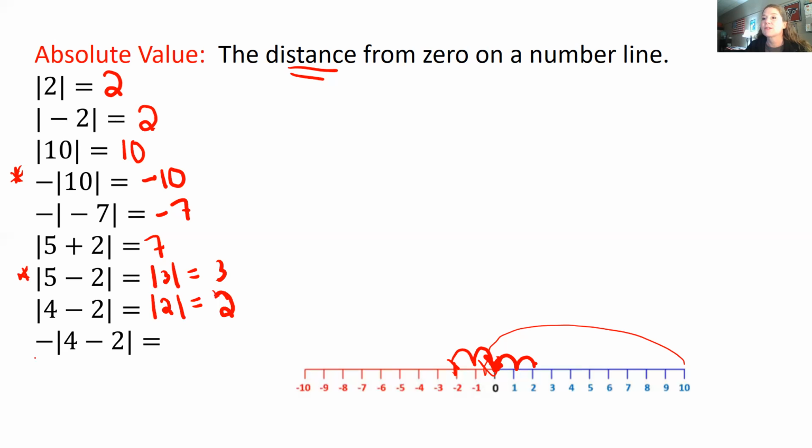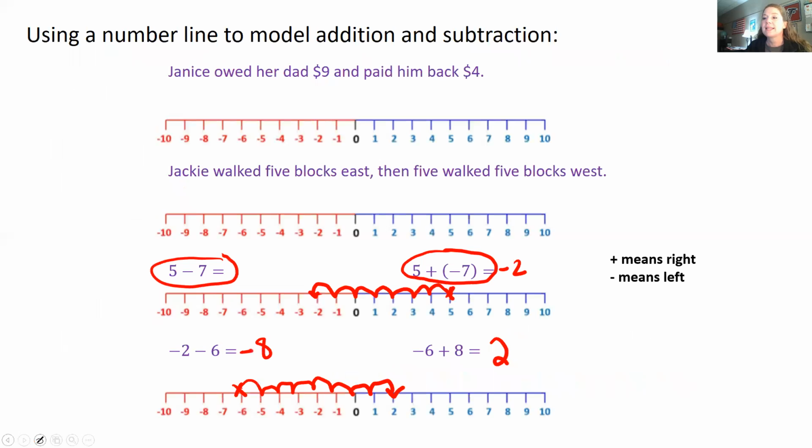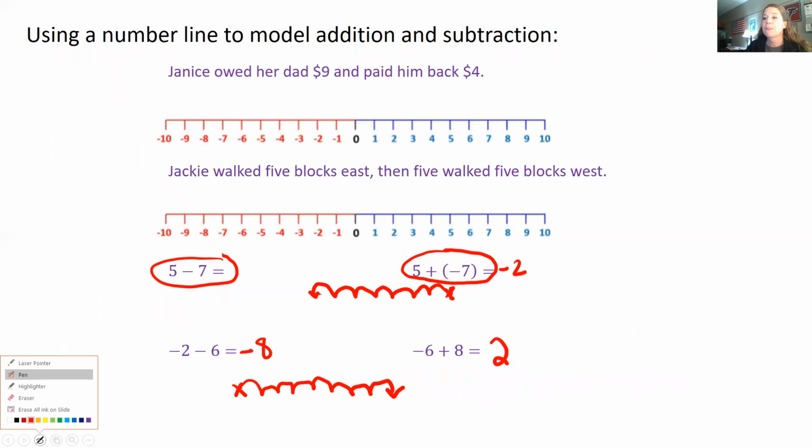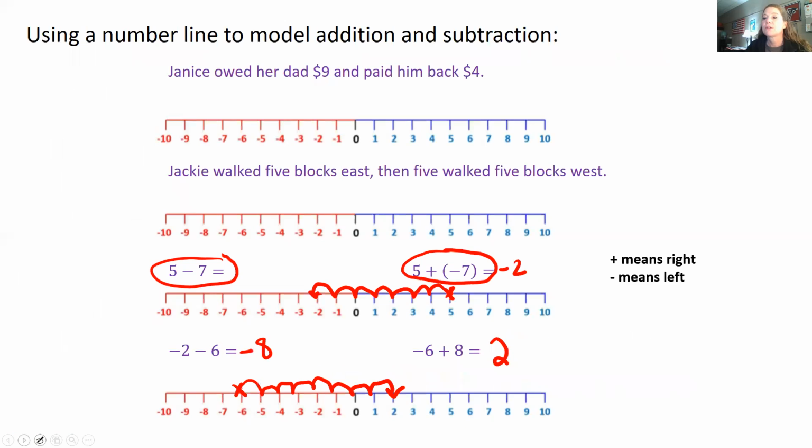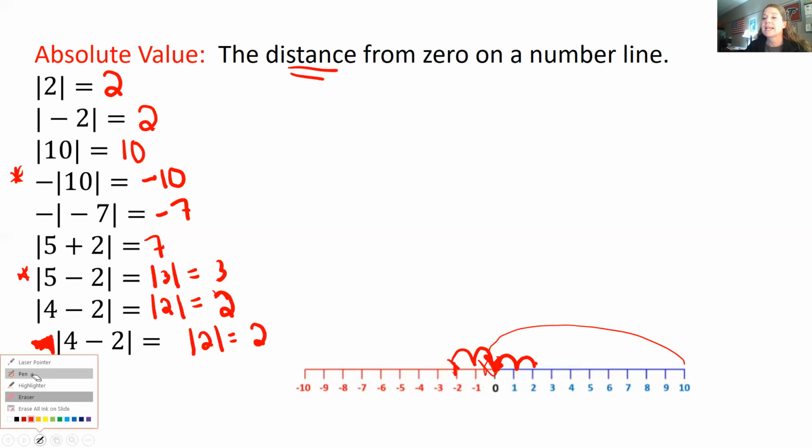And then let's ignore this for a second. Think, what is the absolute value of 4 minus 2? Well, 4 minus 2 is 2. The absolute value of 2 is 2. But then the last thing I do is think, okay, what's the opposite of that number? So the opposite of +2 is -2.